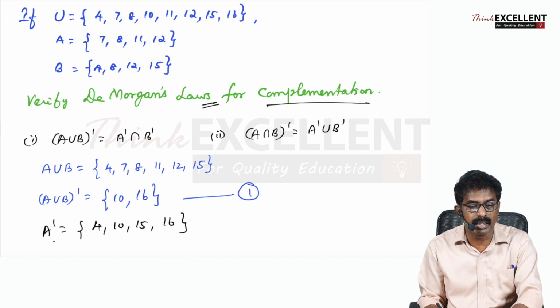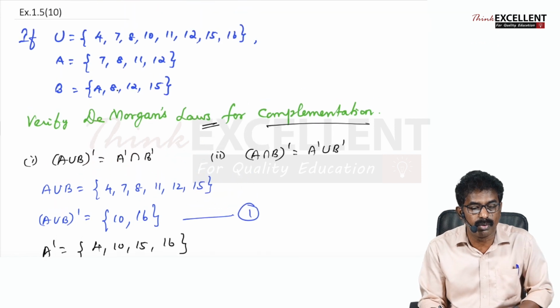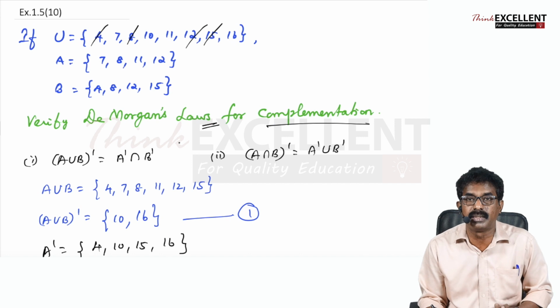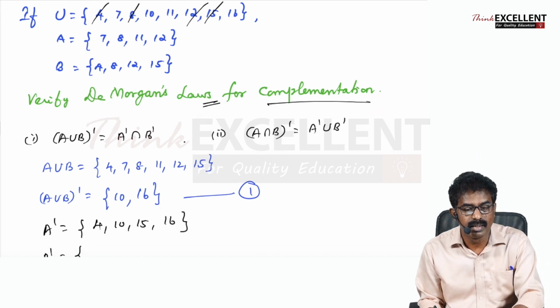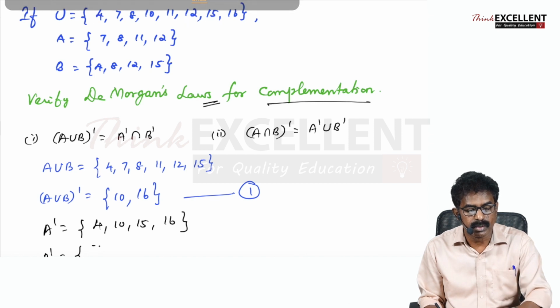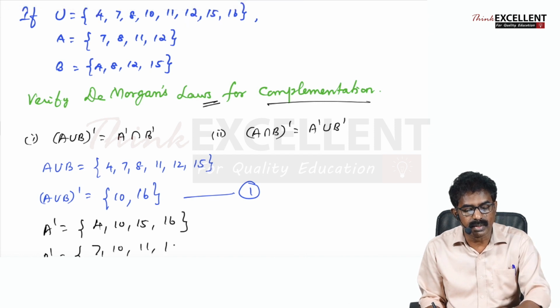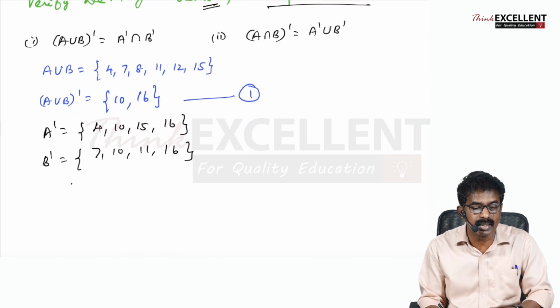Next we want B dash. What's the meaning of B dash? Elements which are not in B. 4, 8, 12, 15. Leave those elements. Write the remaining. What are the remaining elements? 7, 10, 11, 16. So this is what? B dash. Now you take their intersection.